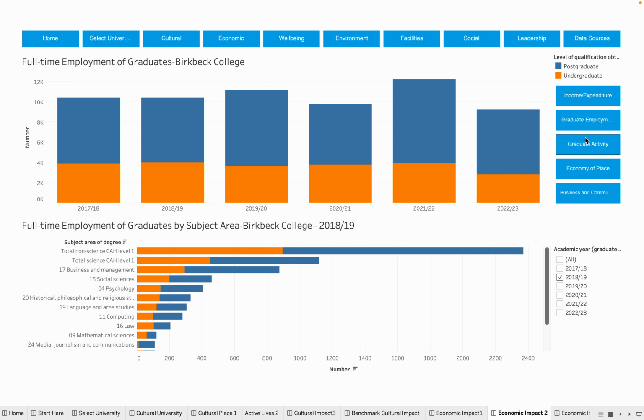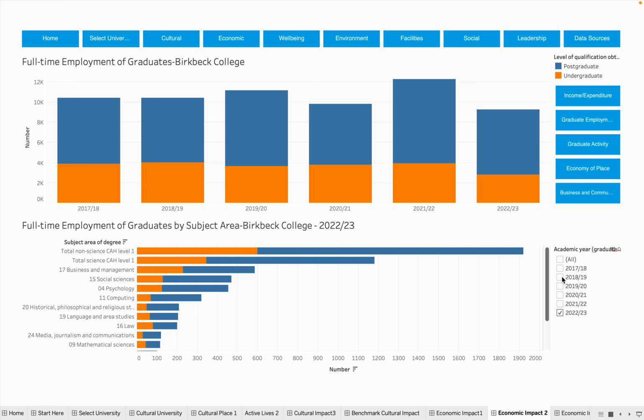So let's go in order. So this is the full-time employment of graduates of Birkbeck College. So again, I think there is an impact of the pandemic here. That's usually the case. The graduates in numbers, how many of them are coming postgraduate and undergraduate into full-time employment? And here in this lower graph, you can see the subject area. So from which subject areas are these students coming from? The highest for this university is non-science, and the next one after that is science. And I can analyze this graph for different years to see if the distribution is changing.